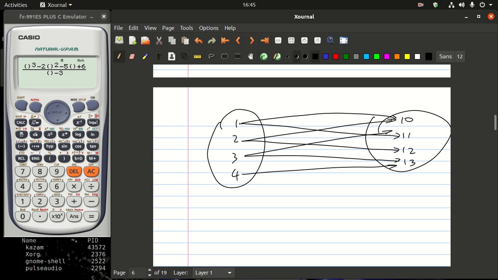But if you look at this side, I have many elements on this side that have more than one output. If you look at 1, it has 2 outputs. It can either have 10 or 11. So 1 has 2 outputs. If you look at 2, it has 2 outputs, 3 has 2 outputs. So you have many elements on this side that have more than one output.